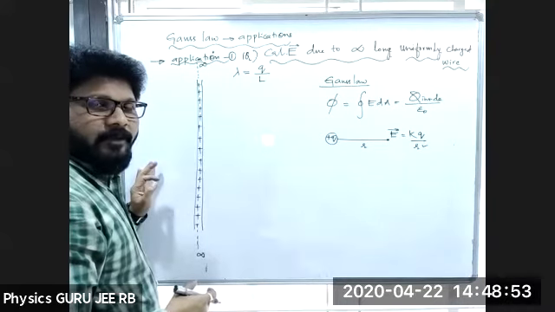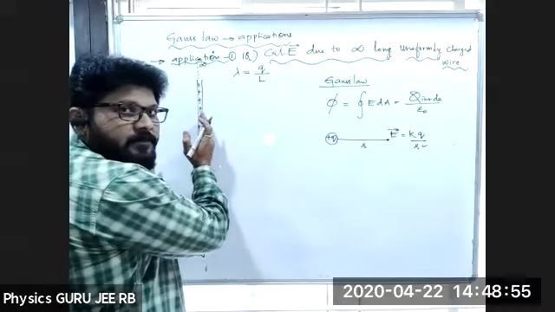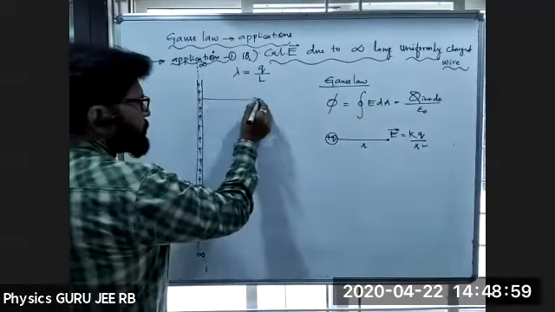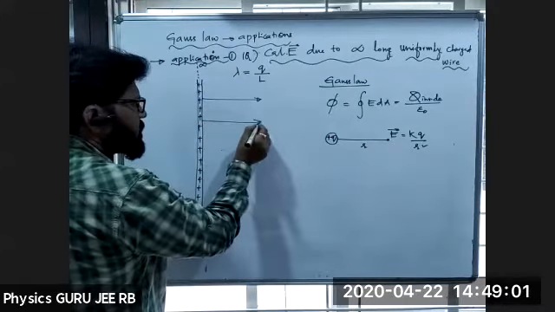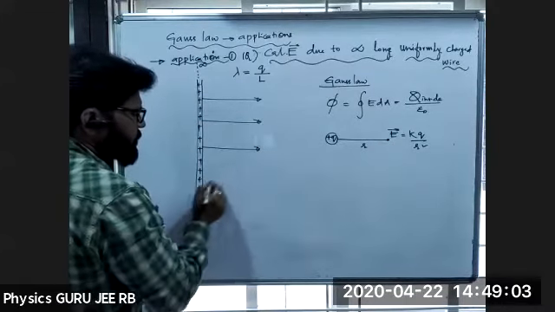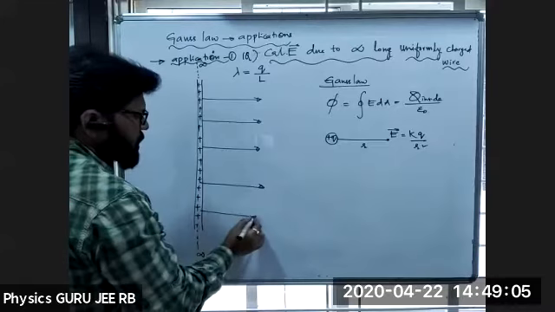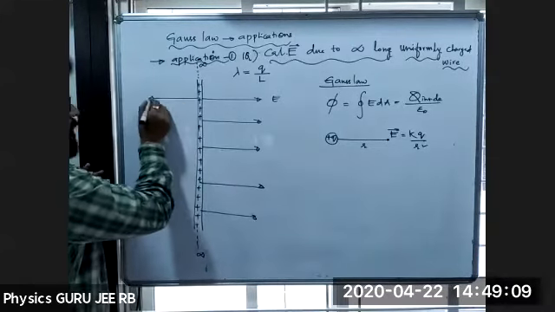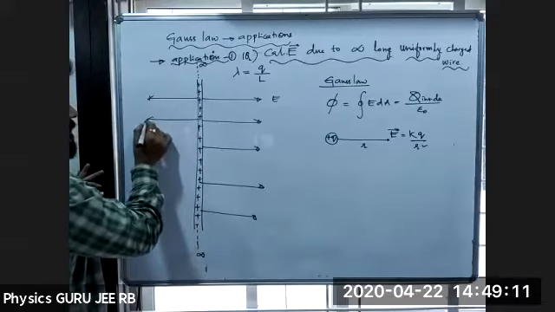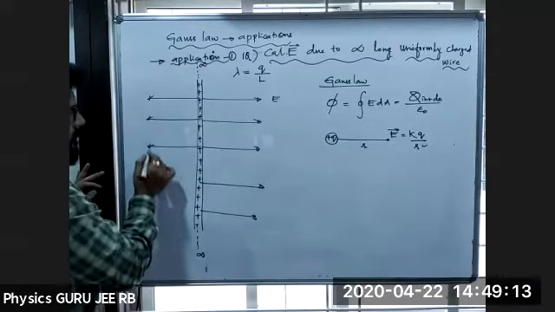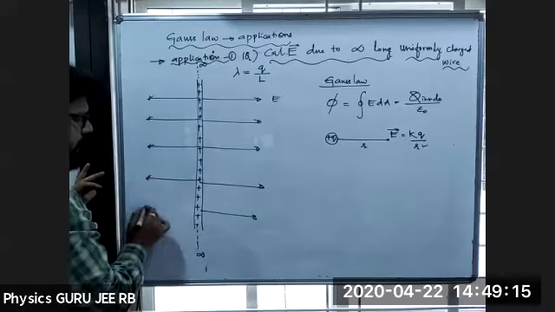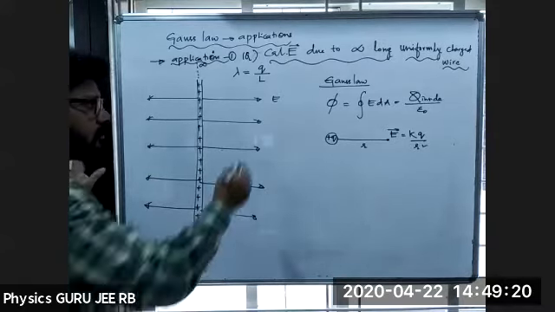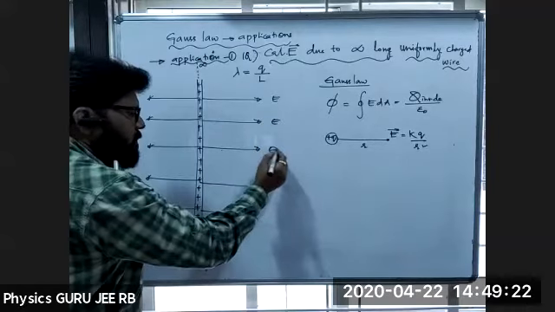Away or towards? From this point it is away, right? So I'll draw the electric field intensities away from it. It's nothing but electric field intensity directions. The direction of electric field intensity is like this.